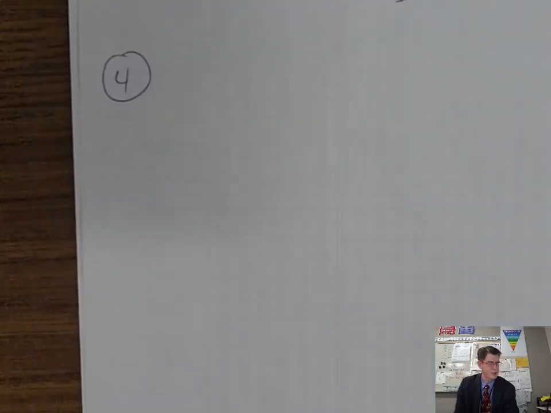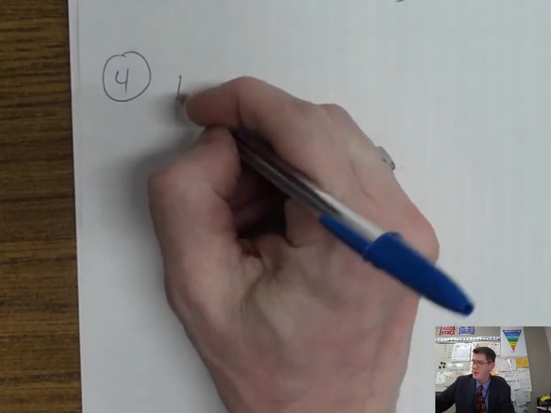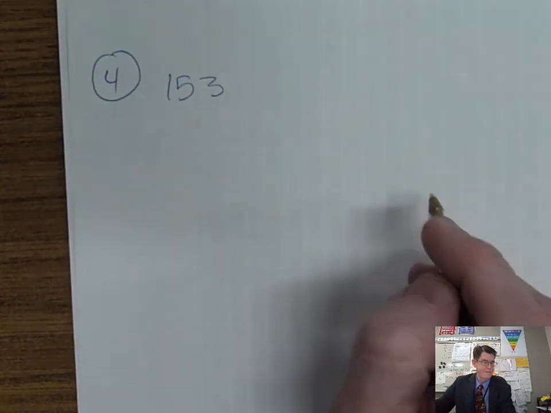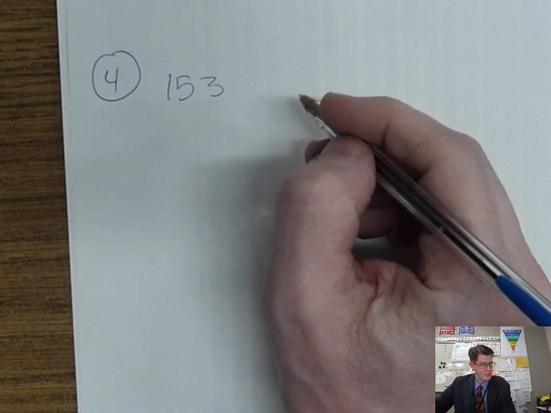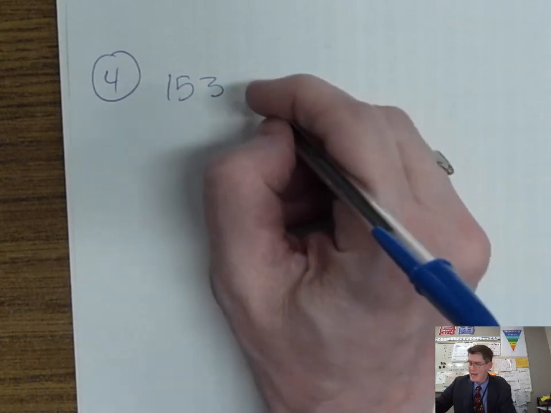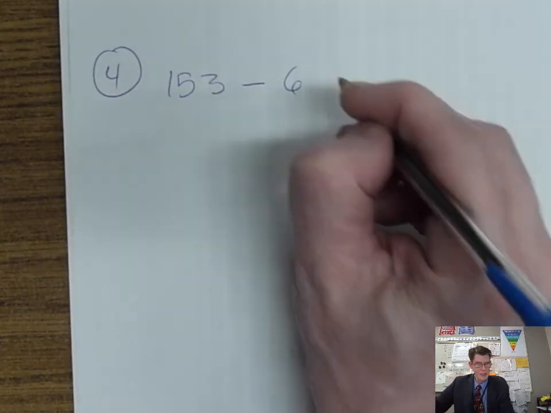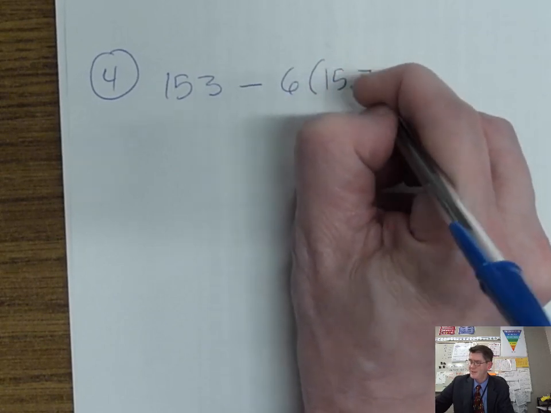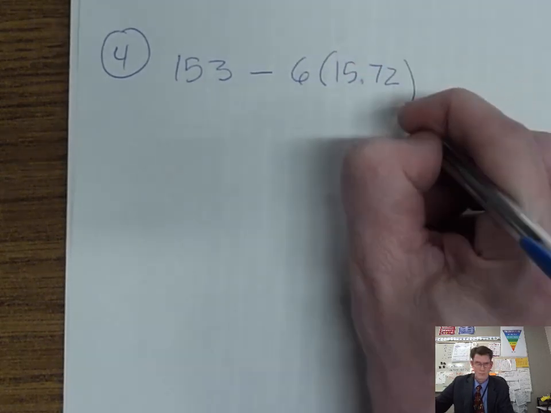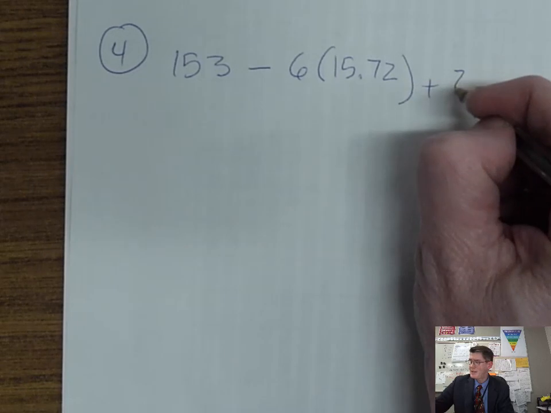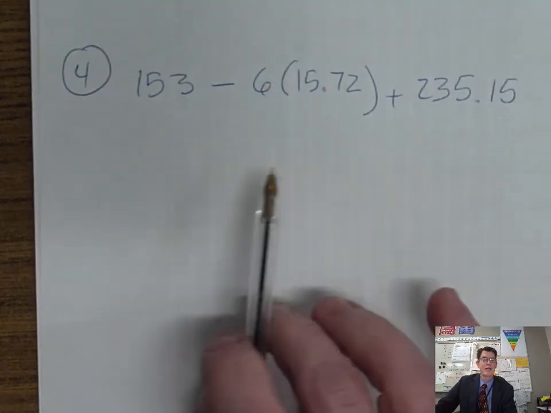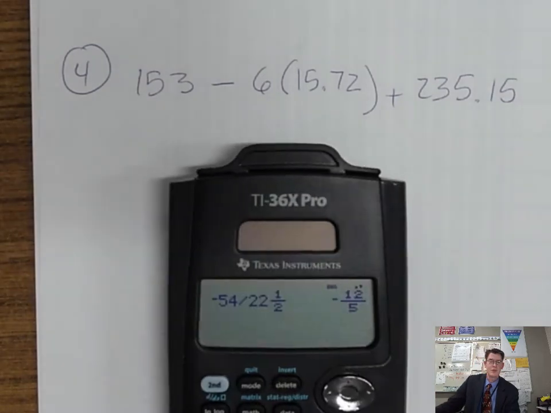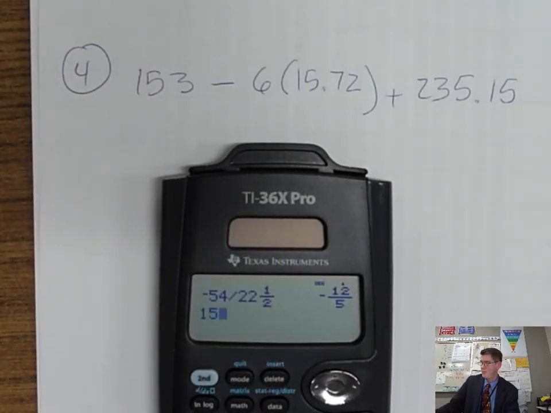Now, if you take a look at number 4, again, if you have the book, she has a savings balance of $153 on Monday. And she makes 6 withdrawals of that much, so she takes out 6 times 157.2. And then she adds into the account 231.5. What was her balance after all of those? When you type that in the calculator, you're going to end up with her amount.